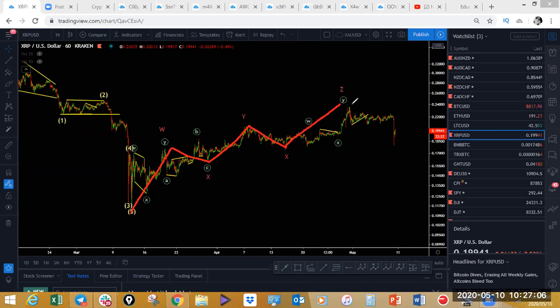Okay, W, X, Y, X, Z, and then we start a move to the downside. Okay, pullback, same as the rest. Then we'll be looking for continuation to the downside to the 50% of this corrective move. That's how we're looking at the cryptocurrencies.